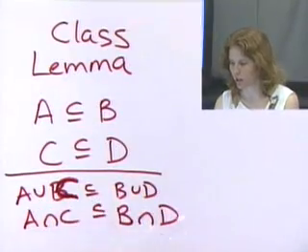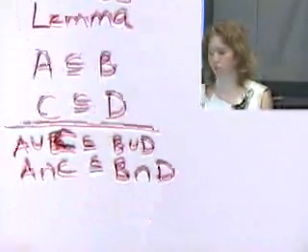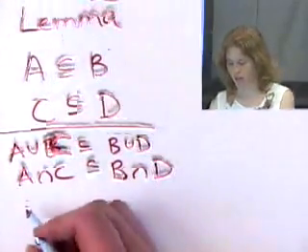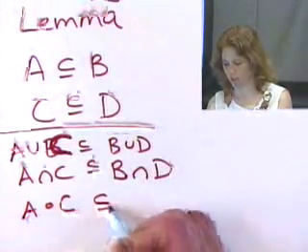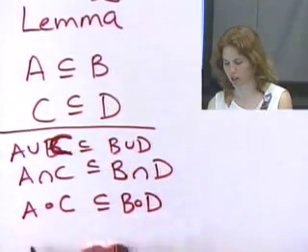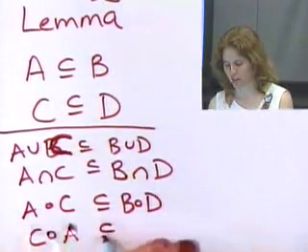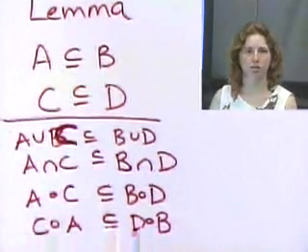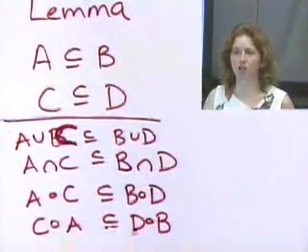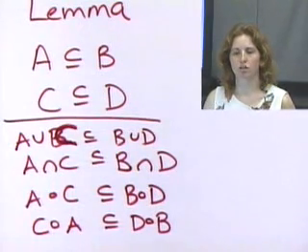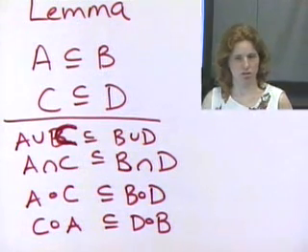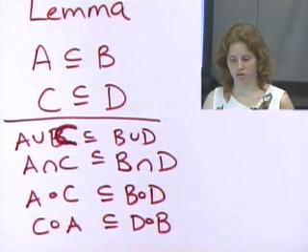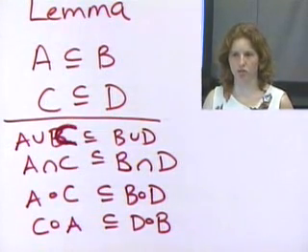B intersect D. But also, one other thing is that A composed with C is a subset of B composed with D. And likewise, C composed with A is a subset of D composed with B. And that's because composition is a combination of unions and intersections. And it works exactly like constructive dilemma does.